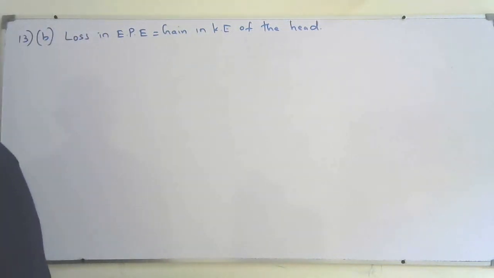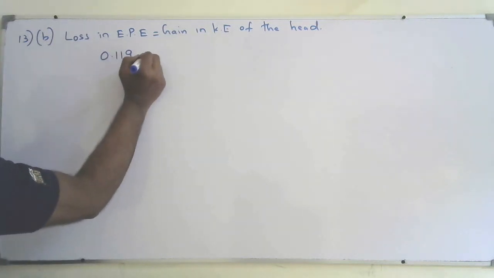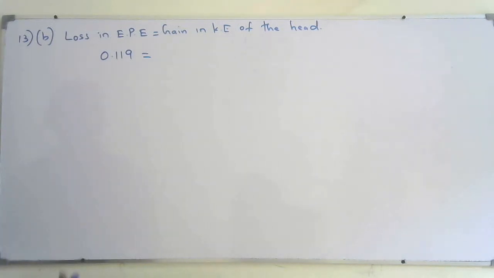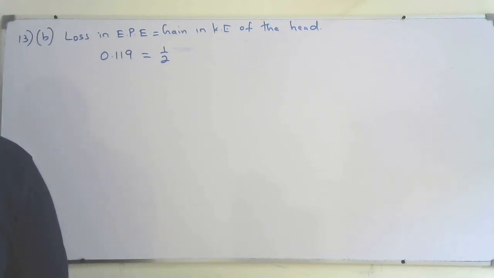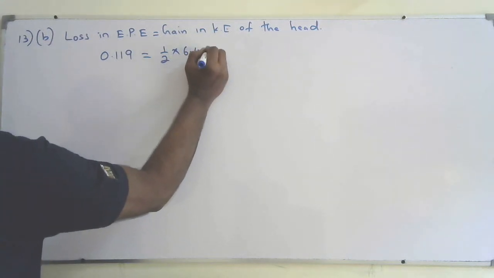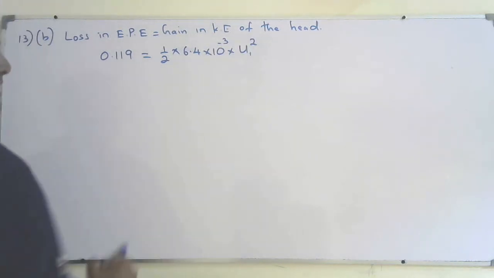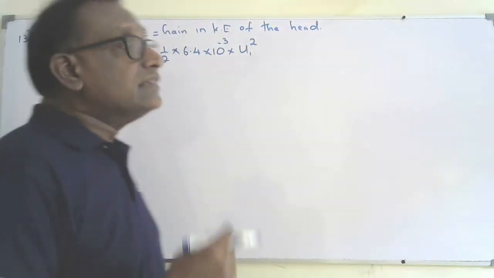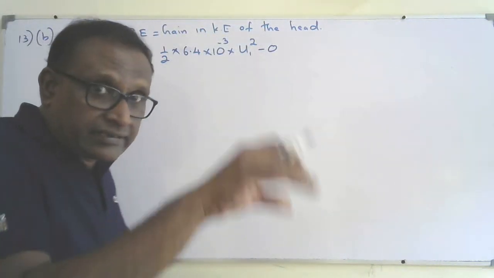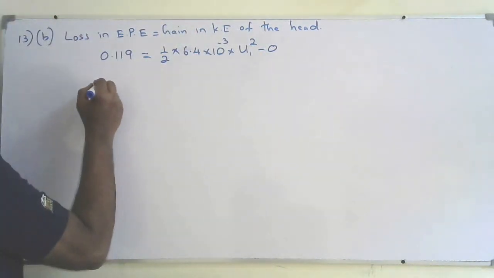So we already found the elastic potential energy. We know that 0.119 is the actual value. 0.119 is equal to half m, the mass of the head, which is given as 6.4 grams. So half into 6.4 grams converted to kilograms, into u1 squared. u1 squared is the speed of the head when the spring just returns to its original length. The head was initially at rest when it was released from the maximum compressed position. So we'll find u1 from here.